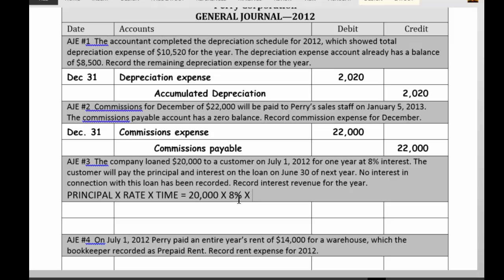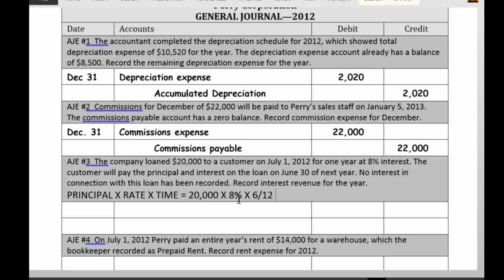And for how long has this loan been outstanding that we need to record interest? Not 1 year. For how long has this loan been outstanding that we need to record interest? 6 months. July, August, September, October, November, December. 6 months, because we loaned the money out on July 1st. So it's been outstanding for 6 months.